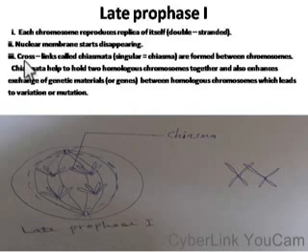Then cross-links called chiasmata are formed. Chiasmata is plural, while chiasma is singular. The cross-links are formed between homologous chromosomes. These chiasmata help to hold or link two homologous chromosomes together, and thereby enhance the exchange of genes or genetic materials between homologous chromosomes, which lead to variation or mutation.